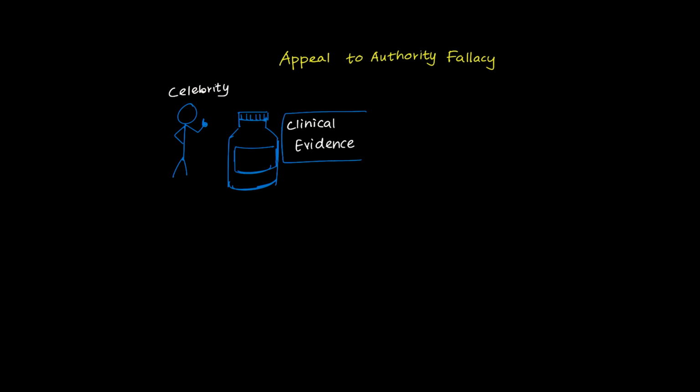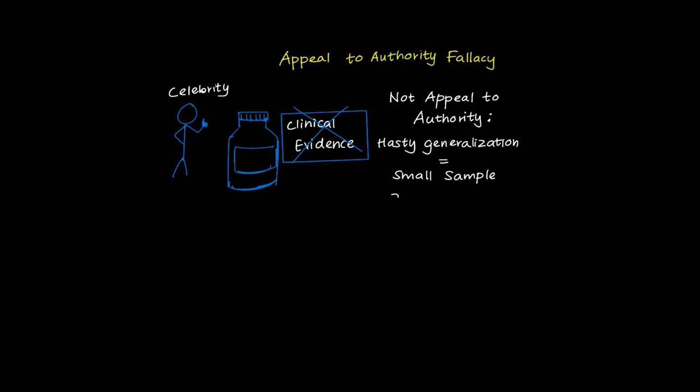Hasty generalization infers a general proposition from too small or unrepresentative a sample. That's not the issue here. Straw man distorts an opponent's argument to attack it more easily. There's no distortion happening. Either-or fallacy assumes only two alternatives exist when more are available.